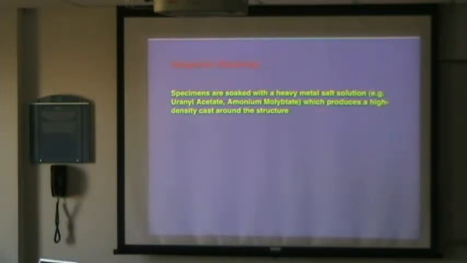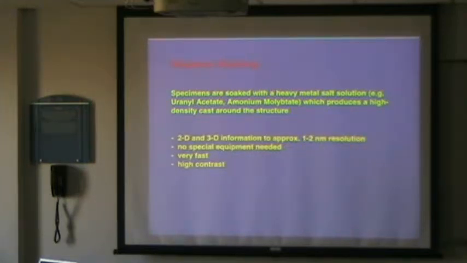That's why it's called negative staining. So the protein is less electron dense than the stain around it. So what can you do with this? You can actually get 2D and with some tricks 3D information to about 1 to 2 nanometer resolution. 1 is optimistic, 2 is realistic.